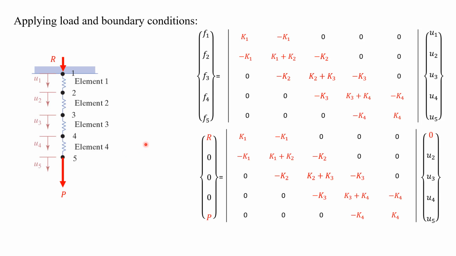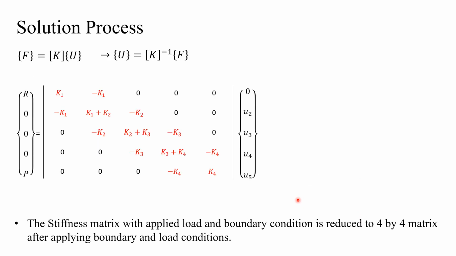If we apply them to our system, here F1 equals R and F5 would be P, our external load. And for nodal displacement, we only have U1, so that would be 0. So I have applied my load and displacement conditions here. For the solution process, we are solving the equation F equals KU. And of course, if we rearrange it, we're going to find the nodal displacement first: U equals K inverse, the inverse of our stiffness matrix, times F.